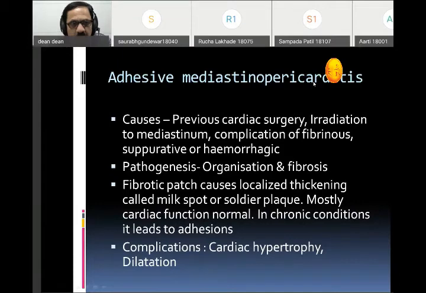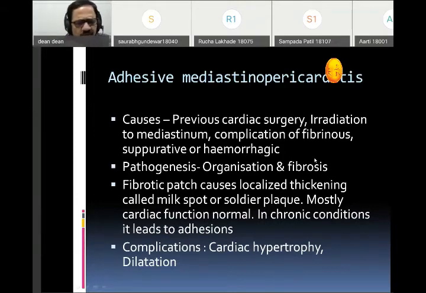But always remember, suppurative and hemorrhagic will also cause the other, second type, that is the constrictive type of pericarditis. So these are the complications of fibrinous, suppurative, or hemorrhagic. So don't forget these important causes: maybe cardiac surgery, maybe irradiation, or maybe complication of fibrinous, suppurative, or hemorrhagic pericarditis.